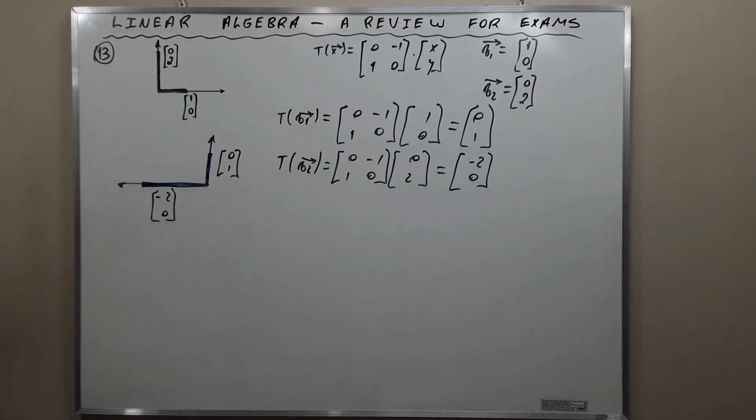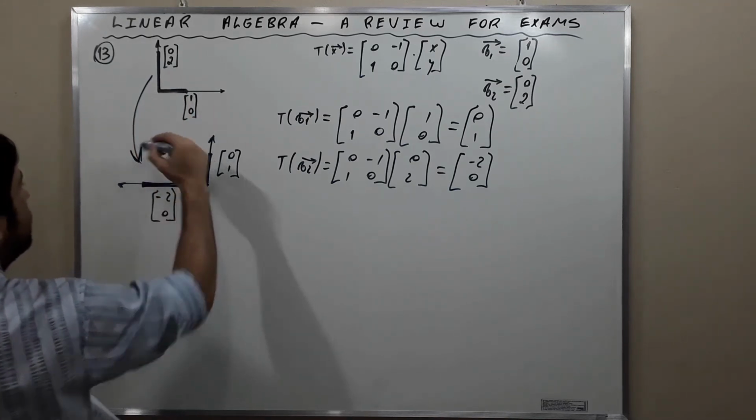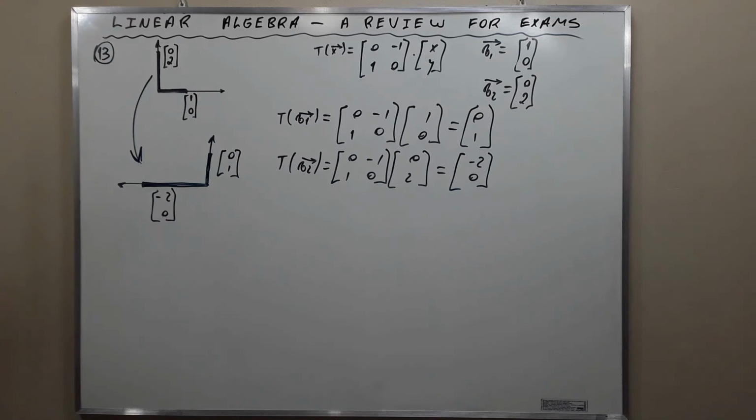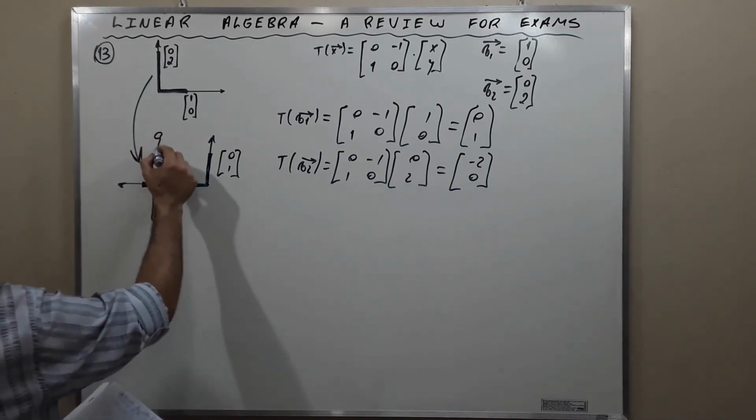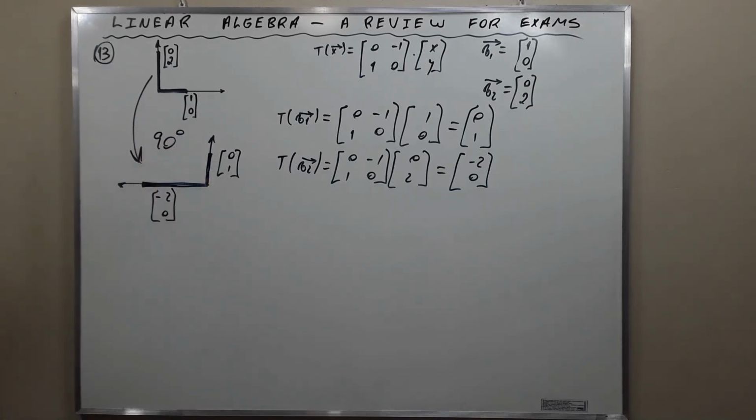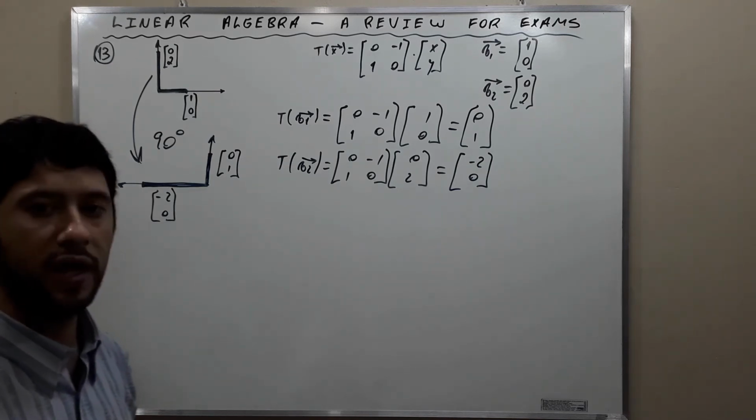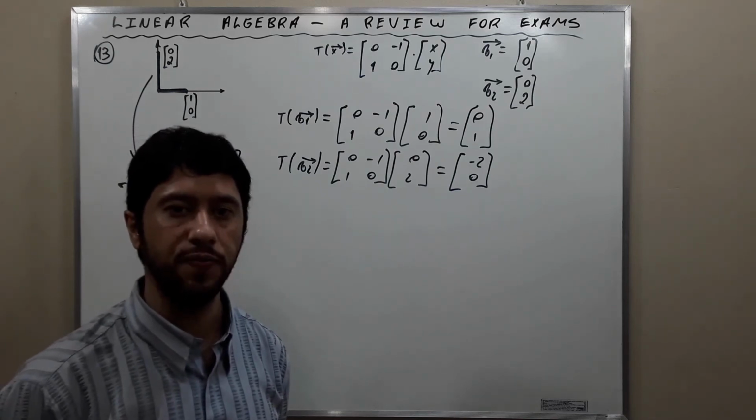What happened? We apply the transformation and this becomes this. What happened? The L is rotated. The linear transformation rotates the L. The L is rotated by positive 90 degrees in the counterclockwise direction. This is the effect of the transformation, and this is all for exercise 13. Let's go to exercise 14 now.